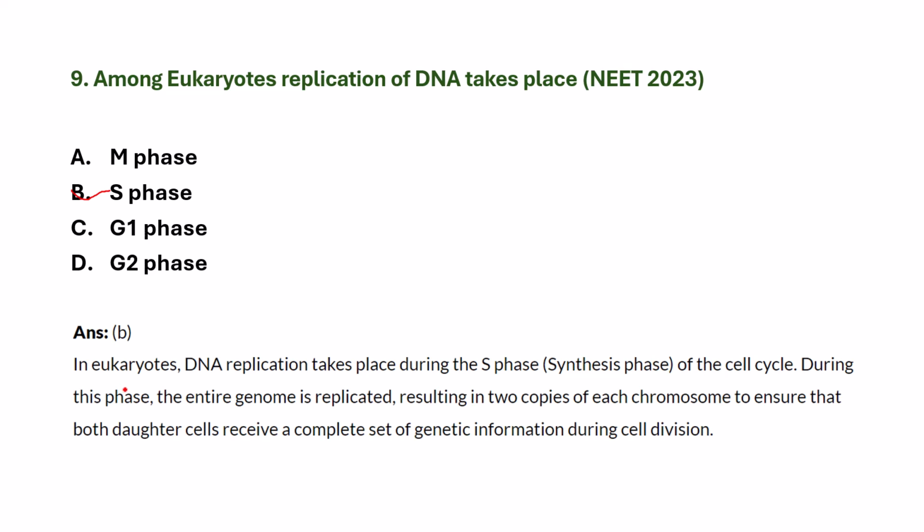In eukaryotes, DNA replication takes place during synthesis phase, that is S phase of the cell cycle. So during this phase, the entire genome is replicated, resulting in 2 copies of each chromosome, to ensure that both daughter cells receive a complete set of genetic information during the cell division.